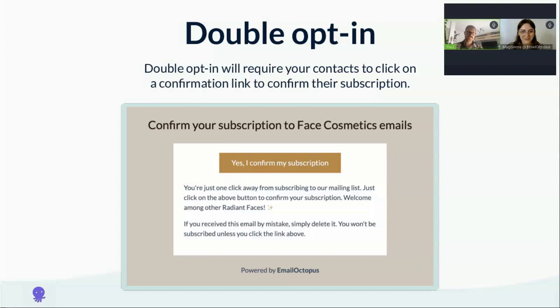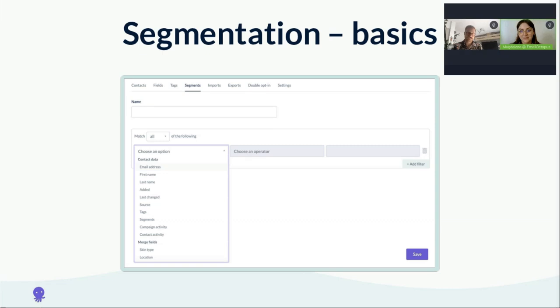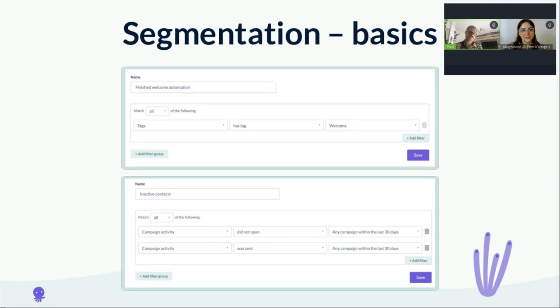Okay, yeah, that sounds reasonable. But can you tell me how I can figure out which contacts are inactive? You can do it using segmentation. Let me show you a few examples in your Email Octopus list. To create segments, you go to the Segments tab inside your list, and here you can choose from many different filters and modifiers to tailor your segment to your needs.